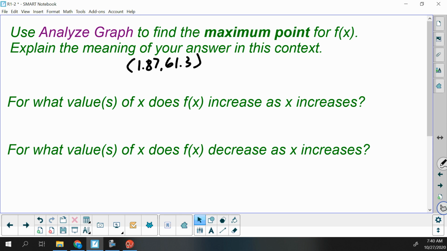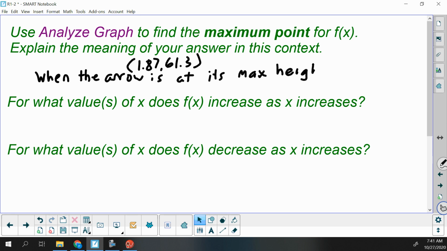Okay, so again, those aren't the whole numbers. If you click and hit the plus sign, it'll show you more stuff. Well, what is this? Well, it's for the arrow. It is when the arrow is at its max height. And that's the x value. And it also tells the max height. And that's the y value.